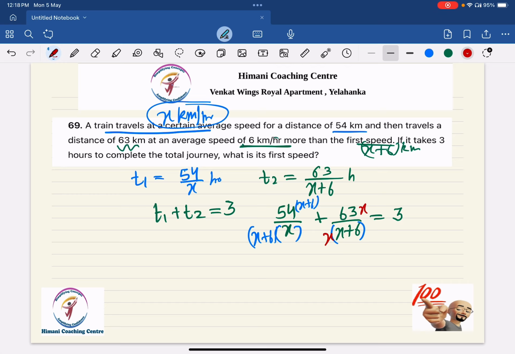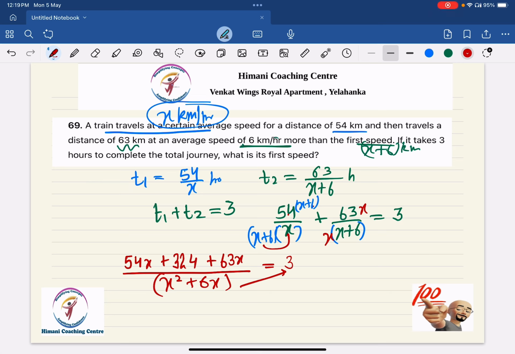So now what we get is this. We get 54 times x, which is 54x. Now 54 times 6, so 6 4s are 24, 6 5s are 30, so you get 324 plus 63x divided by, now x into x is an x square and 6 into x is 6x, which is equal to 3. Now we will just cross multiply. Again, we will need some space, so let me create that.